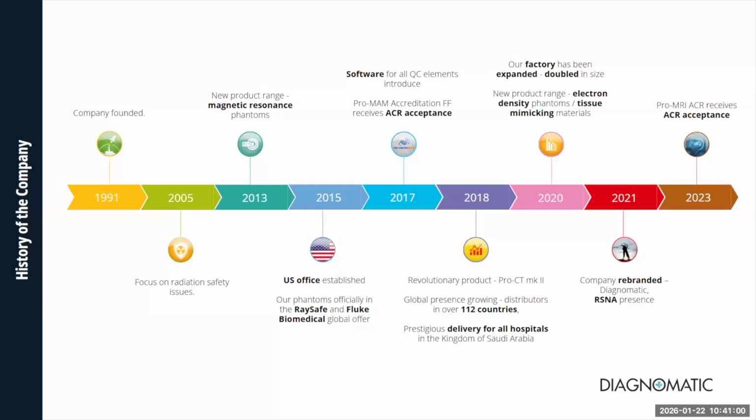produce officially phantoms for RaySafe and Fluke Biomedical. They were the first white labeled phantoms in our production. Now we cooperate with much more companies. We produce phantoms for IBA, for Fluke, for PlanMed, for Mediso. So these phantoms are produced for those OEMs.